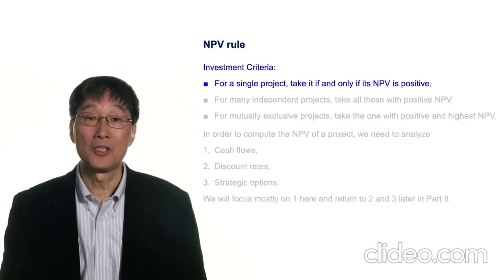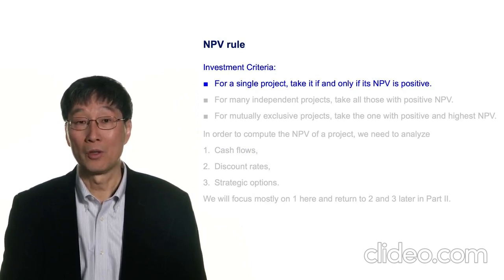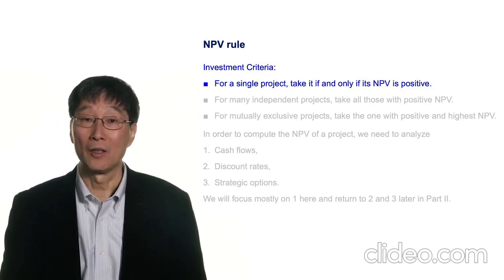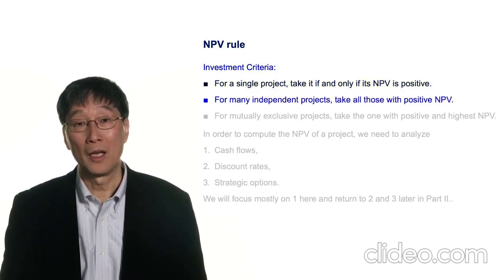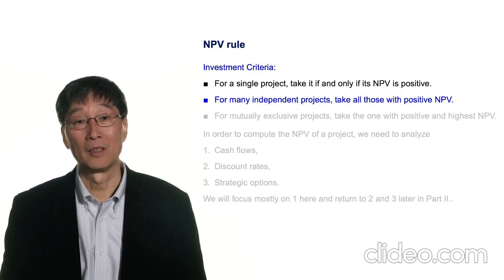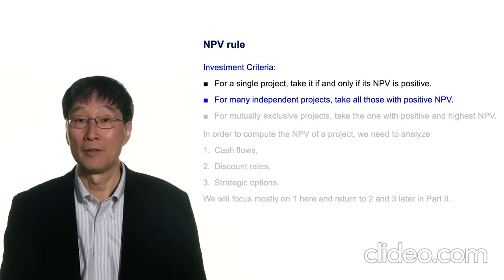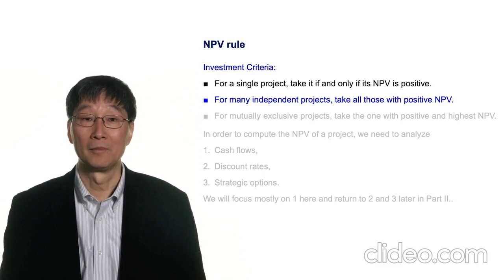With the NPV of each project available to the firm, we can easily write down the decision rule on investments or capital budgeting. For a single project, take it only if its NPV is positive. For multiple independent projects, take all those with positive NPVs. Here, independent means the projects are unrelated to each other. An example of independent projects is to develop condos in far-apart cities.